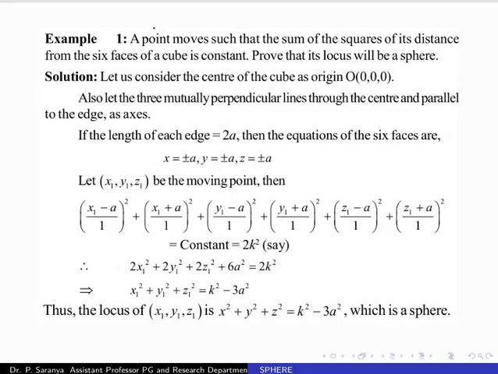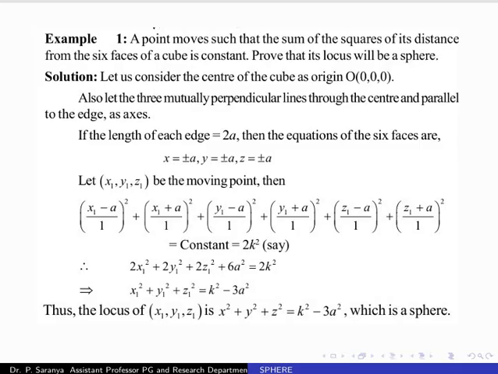Next, we see one example problem for the sphere. A point moves such that the sum of the squares of its distances from the 6 faces of a cube is a constant. Prove that its locus will be a sphere. Solution. Let us consider the center of the cube as origin O (0, 0, 0). Also, let the three mutually perpendicular lines through the center and parallel to the edges be the axes.